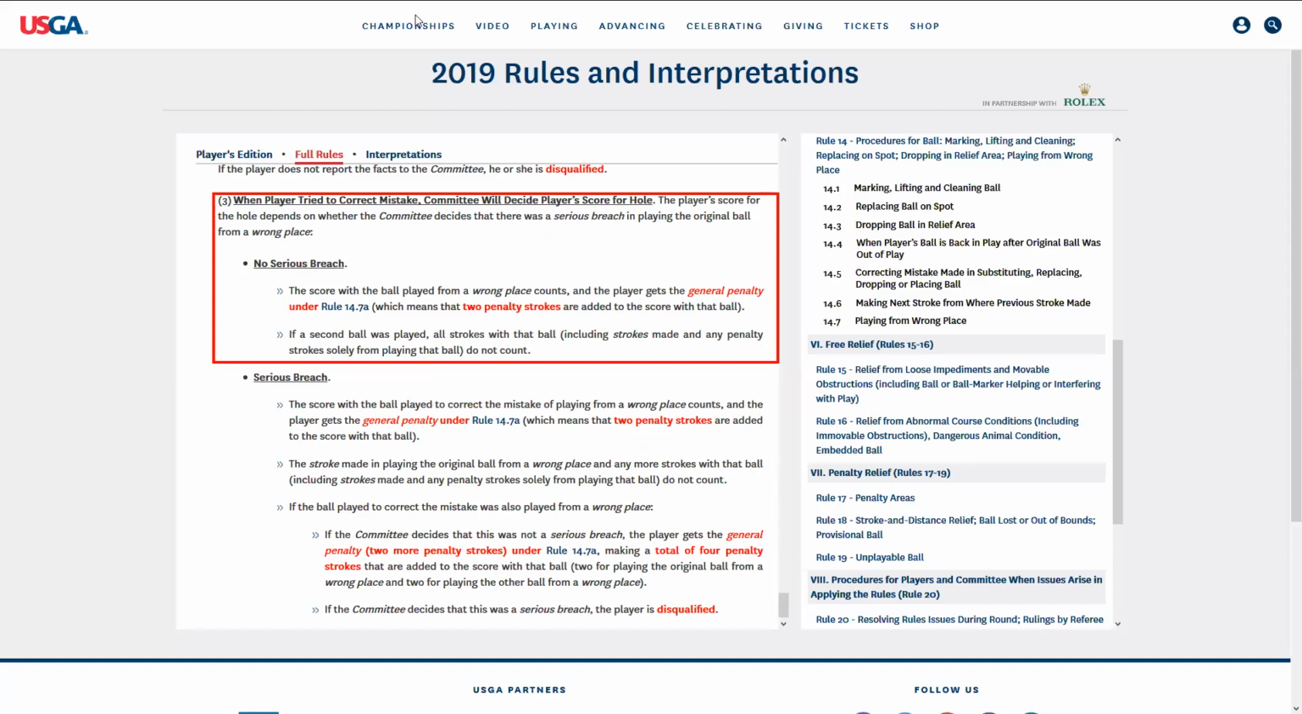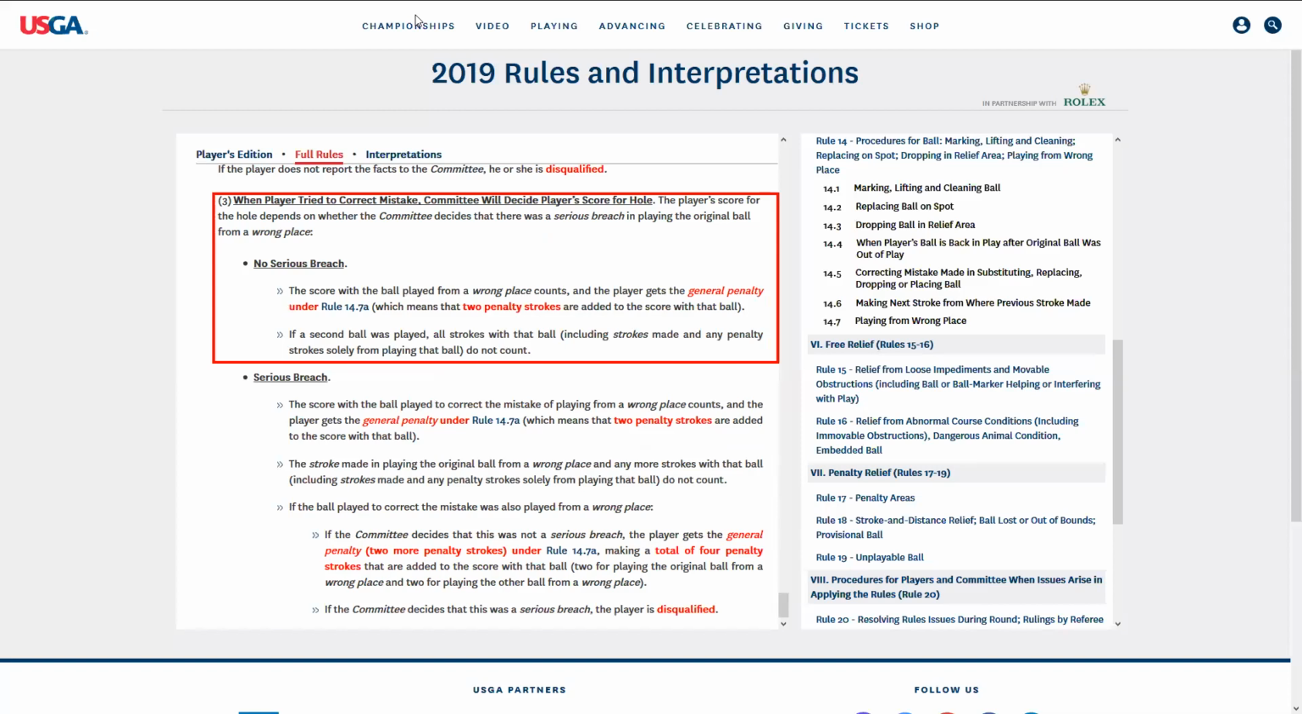Well, but the old rule was anytime you played 2 balls, you had to report to the committee, even if you got the same score, and otherwise you were disqualified. The change for 2019 is they upped it a notch in saying not just when you play 2 balls, but notice the phrase, anytime you attempt to correct, or what does it say? Anytime you try to correct. And that is the change. It's clearly a change, whether it was intended or not. We'll let the USGA tell us in the future.